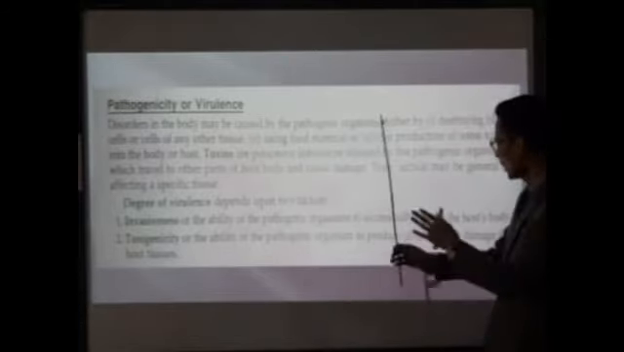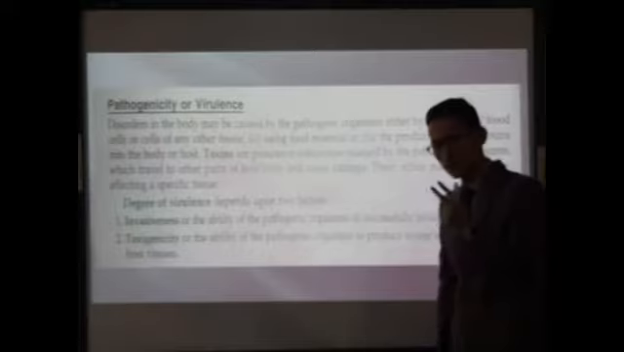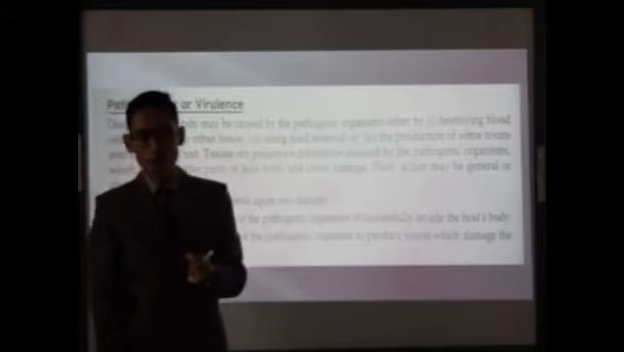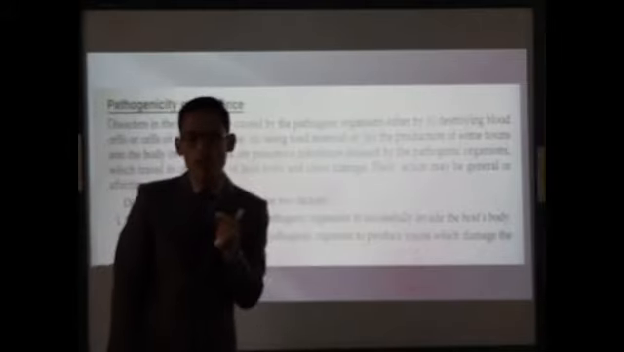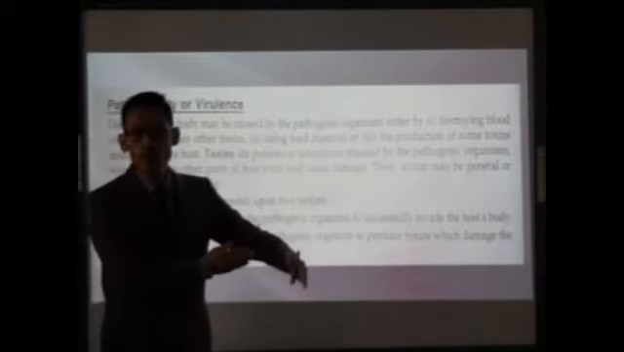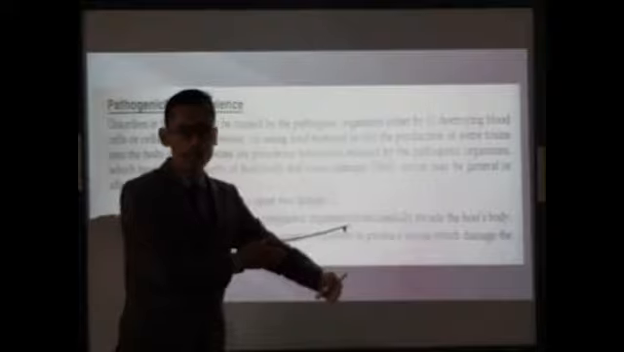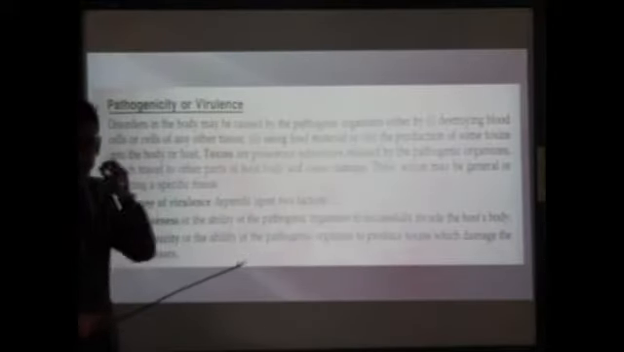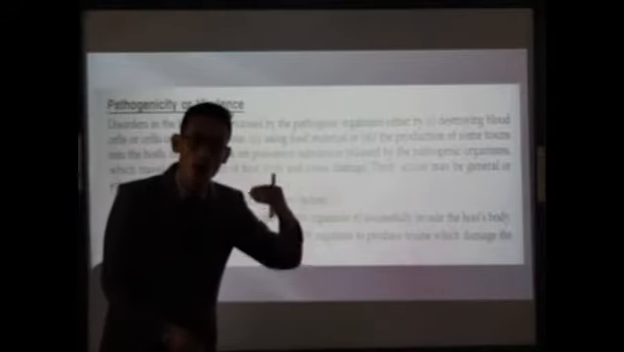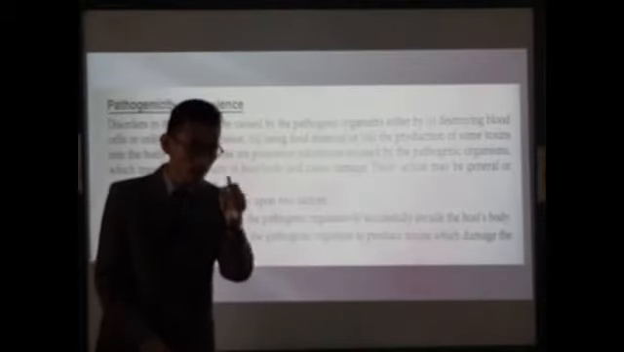Now, the degree of pathogenicity or virulence depends on two factors. What are these two factors which mainly determine the degree of virulence? Number 1 is the property of the pathogen to invade the body of the host. That means how the pathogens are able to enter the host body. That is called invasiveness, the ability of pathogenic organisms to successfully invade the host body. That is the first factor that determines the degree of virulence.